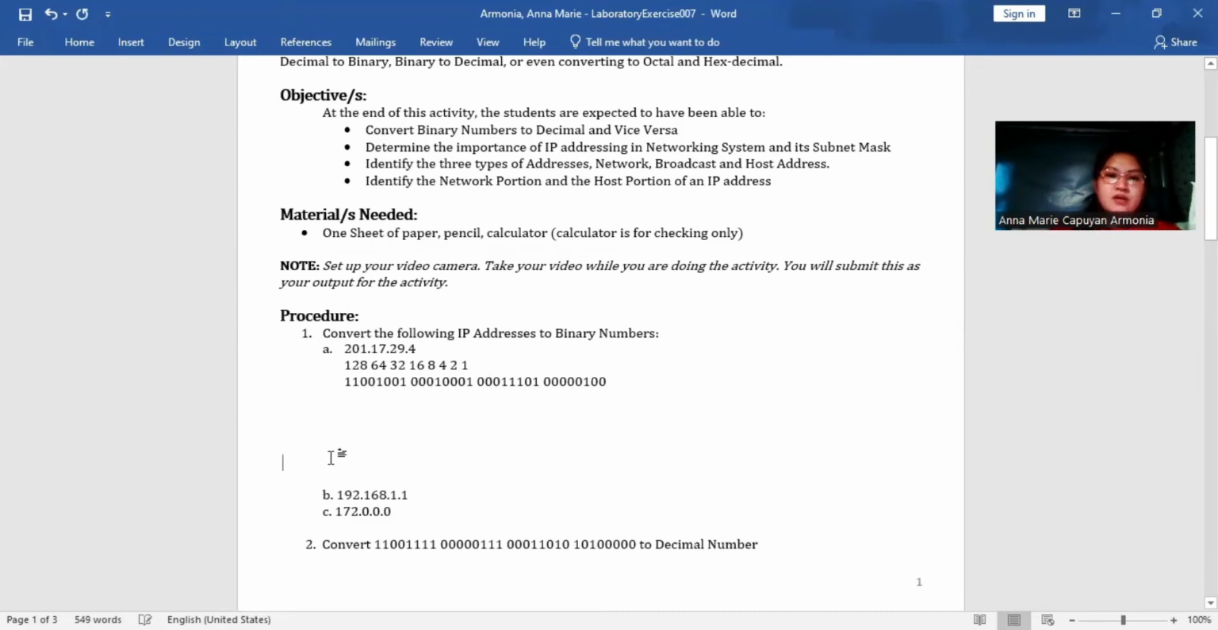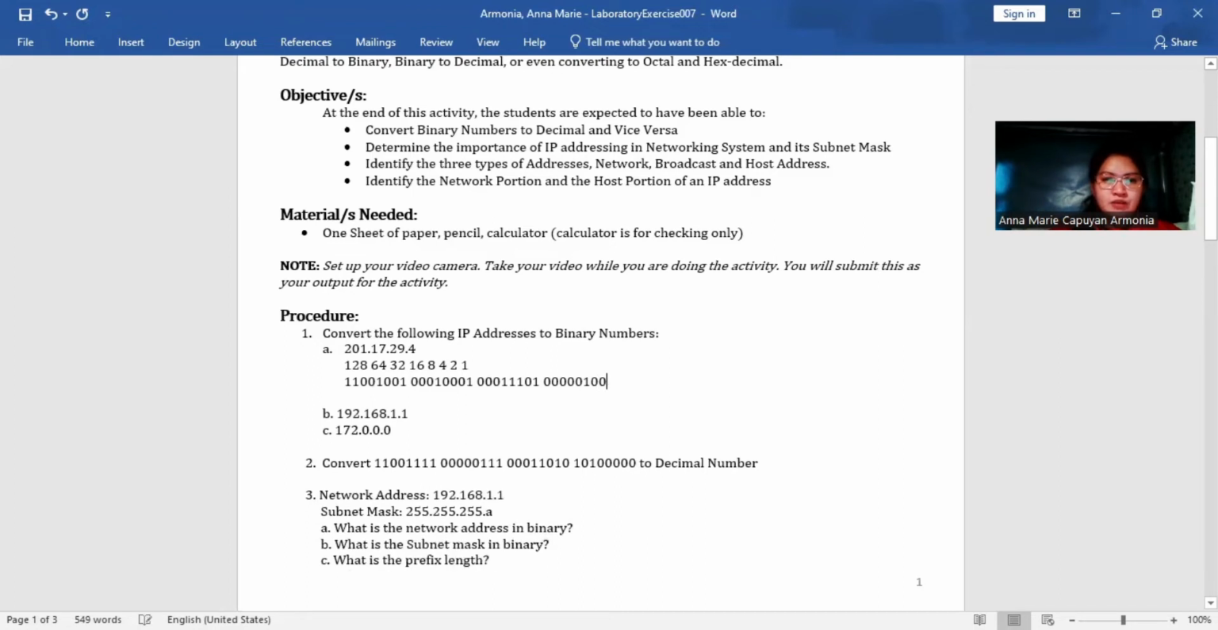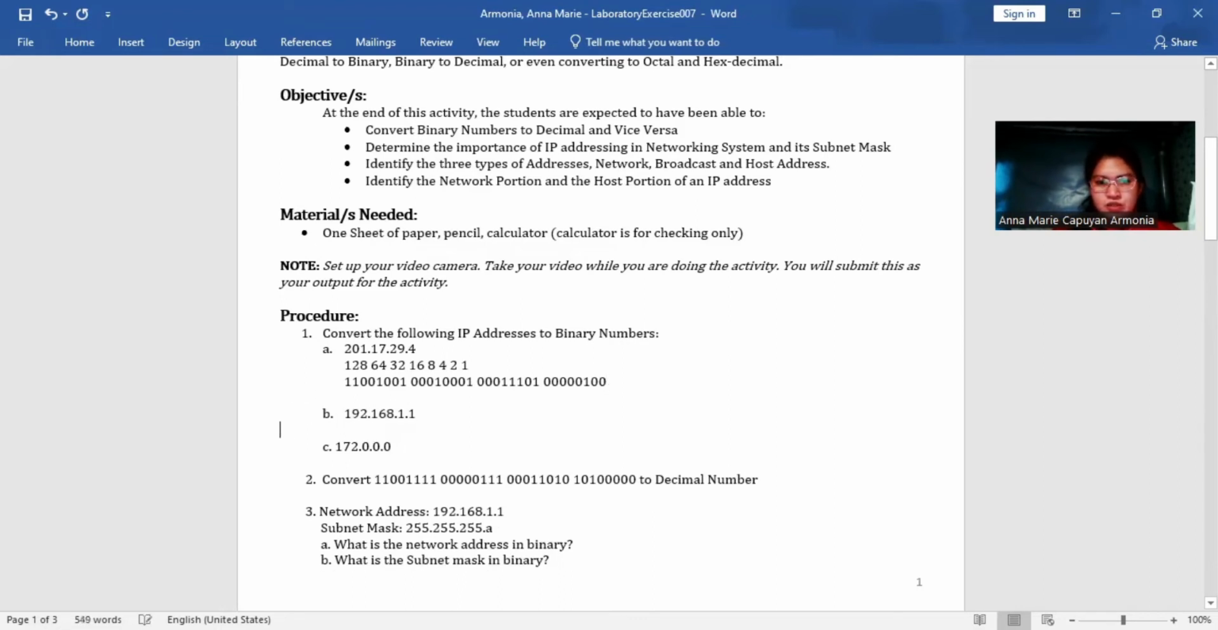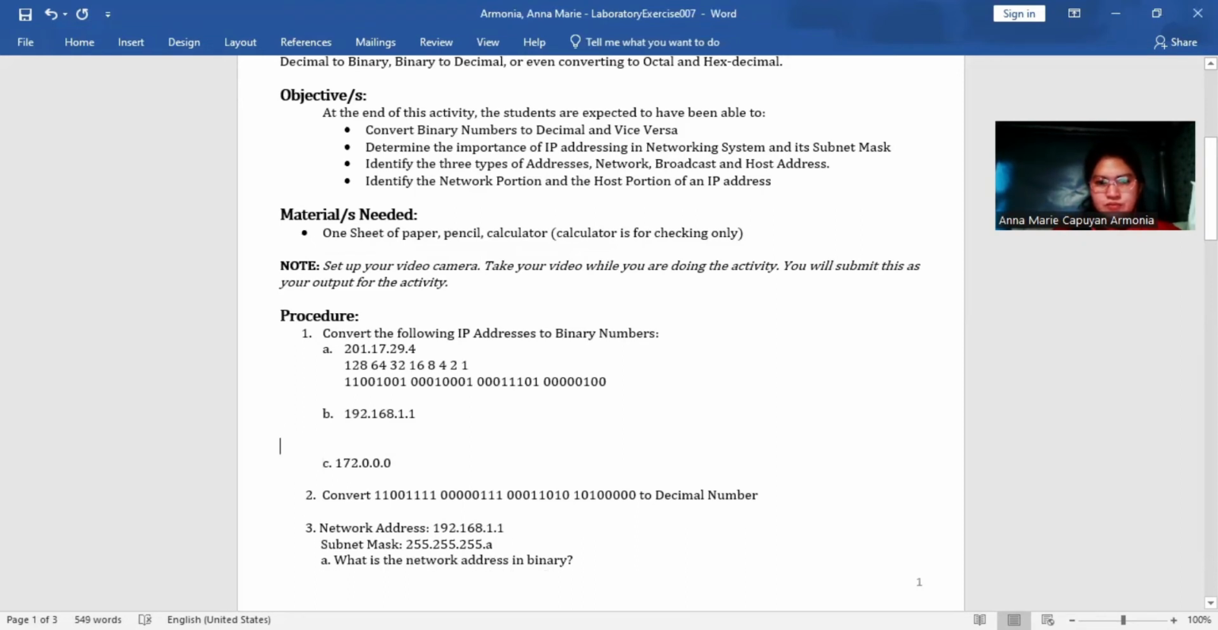Then problem B, we will do the same process by converting it to binary numbers. So let's start with 192. Let me just copy the other numbers.